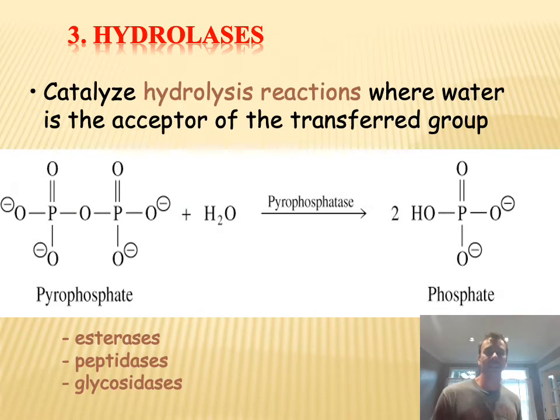The third class is hydrolases. It catalyzes hydrolysis reactions where water is the acceptor of the transfer group. A very simple example is pyrophosphatase, where if you have pyrophosphate and you add water with the enzyme, you get water hydrolysis across this bond to end up with 2 phosphate groups.